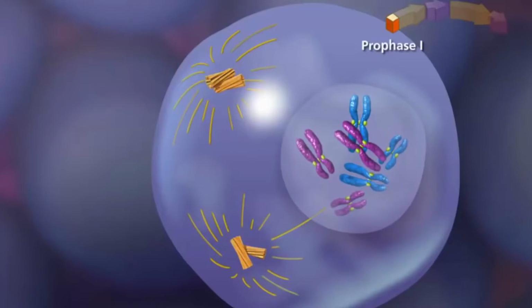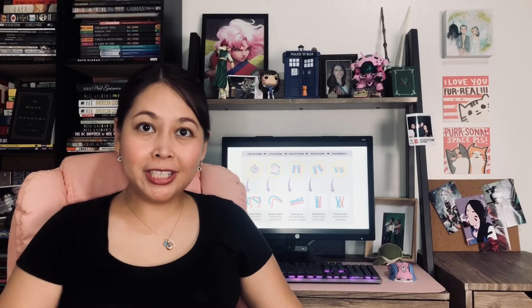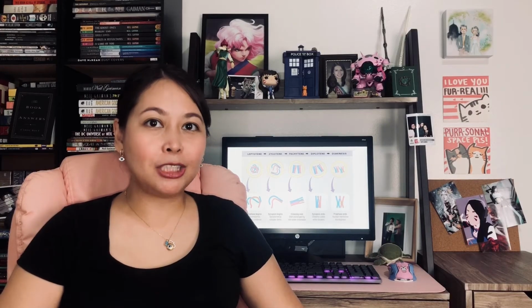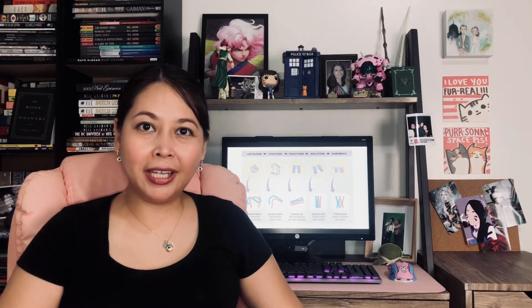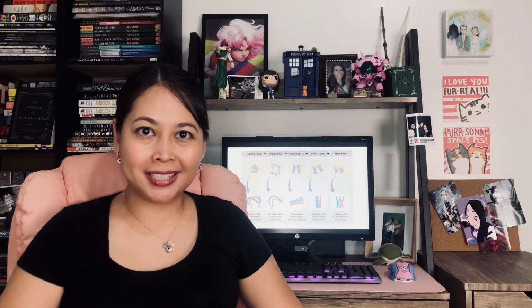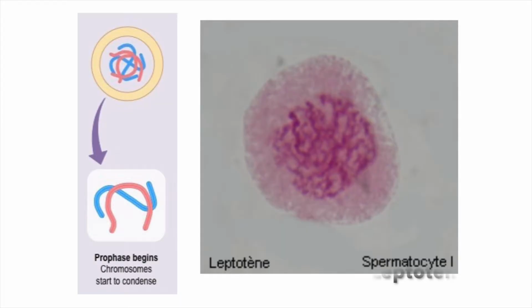because it involves the degradation of the nuclear membrane and the activation of the organelles responsible for the creation of spindle fibers. But prophase 1 is a little bit more action-packed and can be subdivided into 5 substages. During leptotene, the chromosomes start to condense and the sister chromatids are united by the centromere.